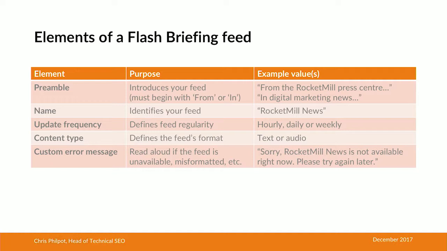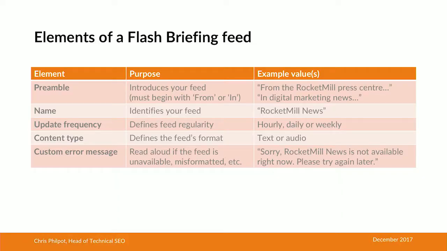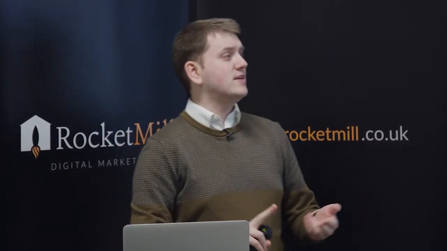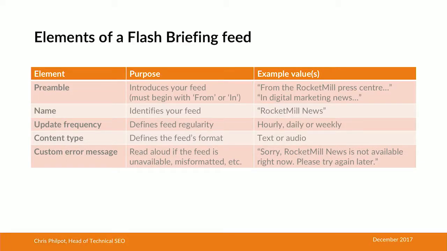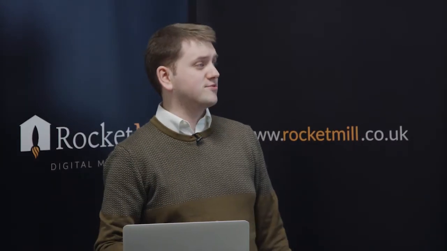And there are some key elements to a feed which need to be there. You have the preamble, which basically introduces the feed, so that could be from the RocketMill Press Center. The name of your feed, which is how users will determine that feed from another. The update frequency, which needs to be fairly regular. If you don't publish often, this probably isn't a skill type for you: hourly, daily or weekly. Content type, which is again just text or audio. It's the type of content you're going to be putting into your feed. And finally, a custom error message, which is kind of like a maintenance message, I guess, if your skill isn't available because of downtime or because of maintenance or whatever the case might be.